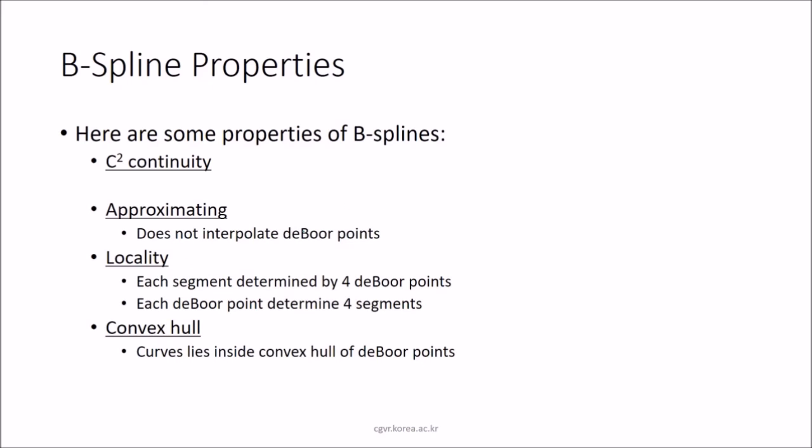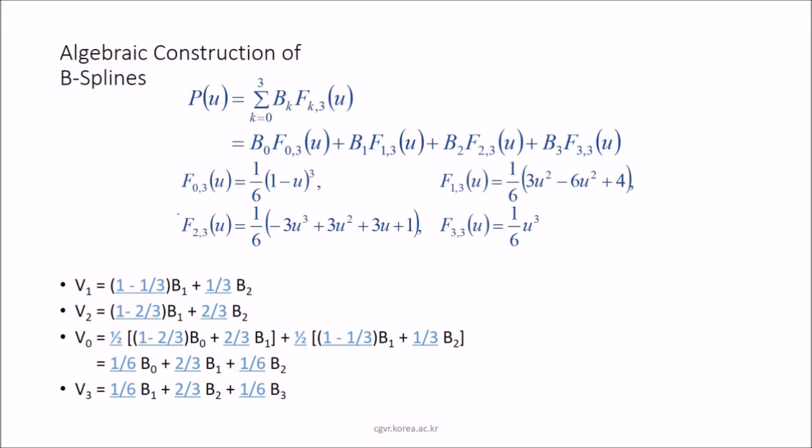So we have certain properties of these B-splines, and these properties include C² continuity, and approximating: it does not interpolate de Boor points. Locality means each segment is determined by 4 de Boor points, and each de Boor point determines 4 segments. Also, convex hull, that is the curve lies inside the convex hull of de Boor points.